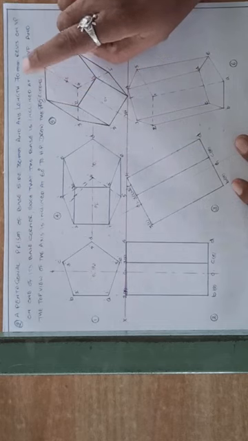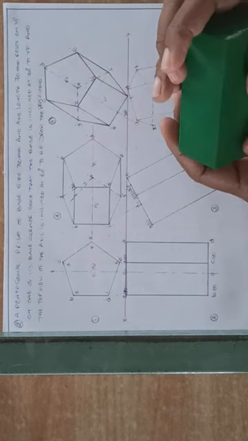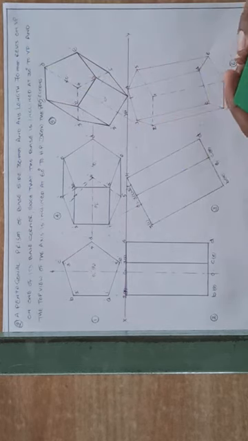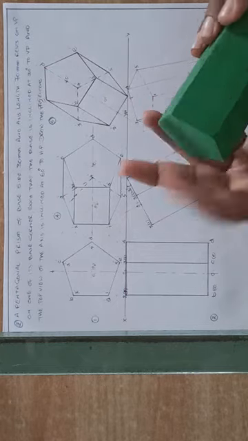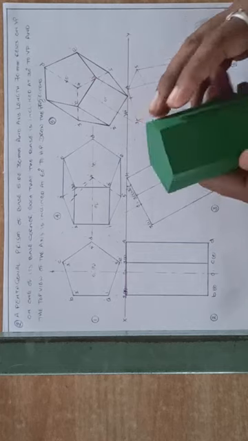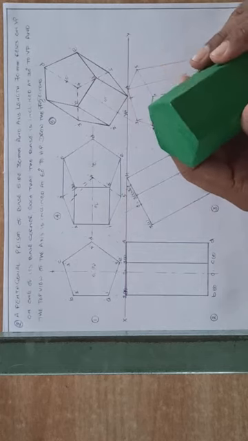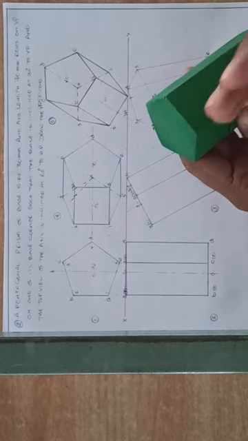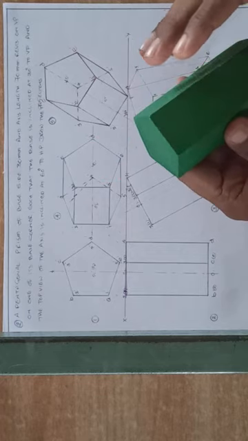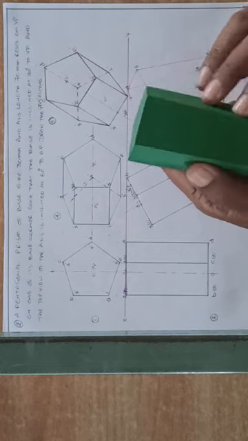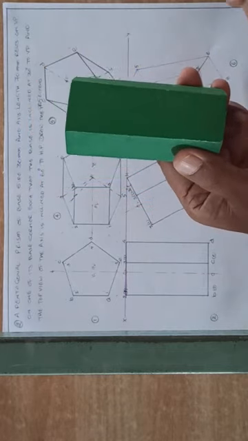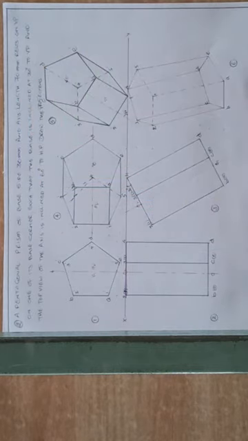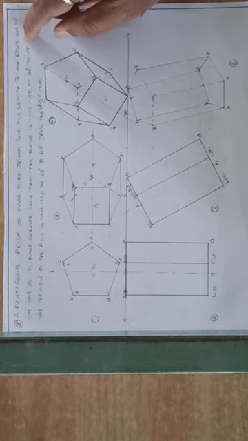Base is inclined. When the base is inclined, the axis is automatically also inclined. The base is inclined to VP, like this. So when the base is inclined, that means the axis is also inclined to VP. Before the axis was inclined to VP, it was perpendicular to VP. Perpendicular to VP means the true shape is obtained in the front view. So now see the second condition here.